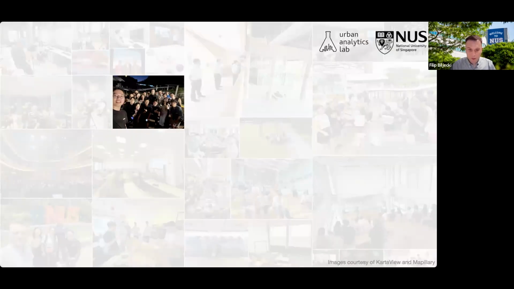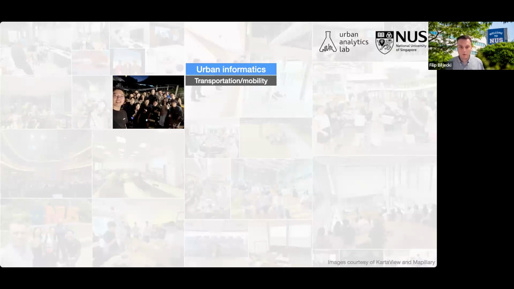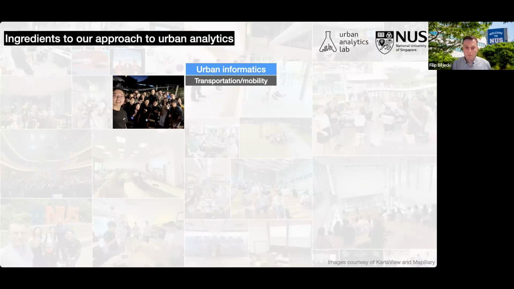Most groups in the domain of urban informatics tend to specialize in one domain, for example, transportation and mobility. But in our research group, we decided to take a bit of a different approach. We decided to build our own set of ingredients to make the most out of domains and the latest developments in urban data and computer science.